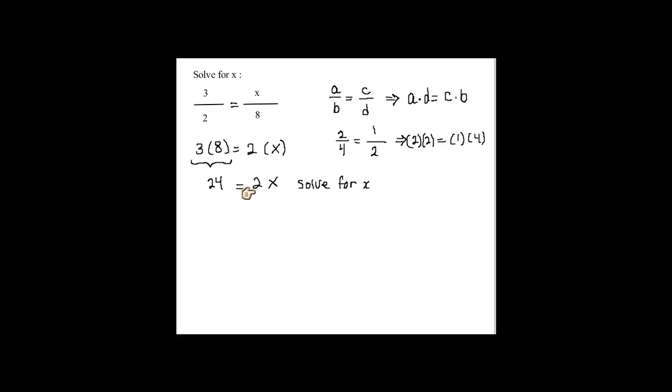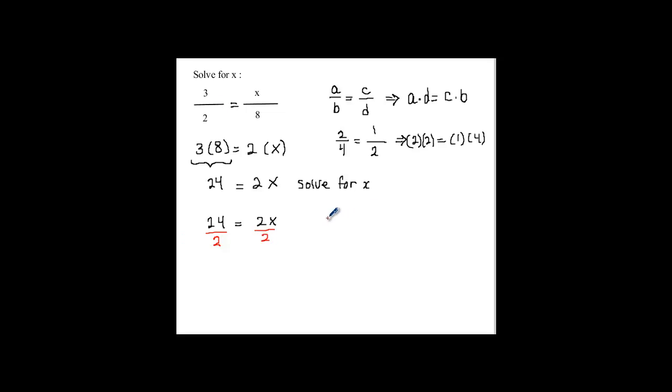Right. So in this case, we need to isolate x. To isolate x, we can look at it as dividing both sides of the equation by 2, or multiplying both sides of the equation by the reciprocal of this number, which is 1/2. However you want to look at it, you get the same answer.